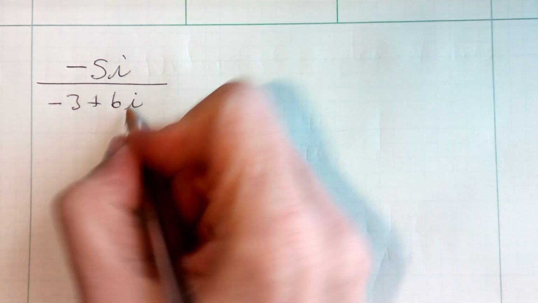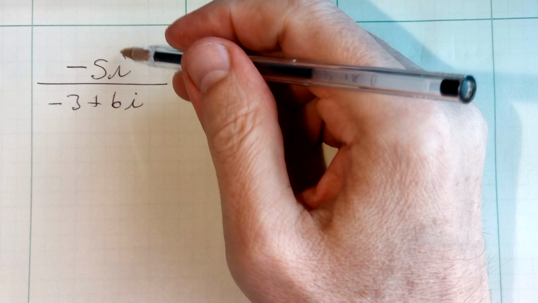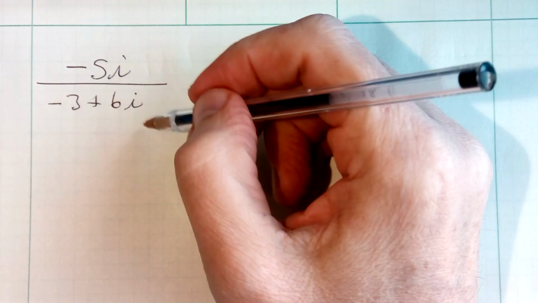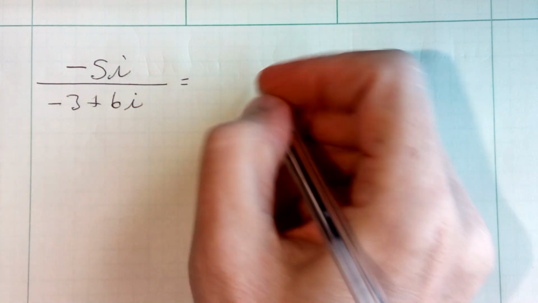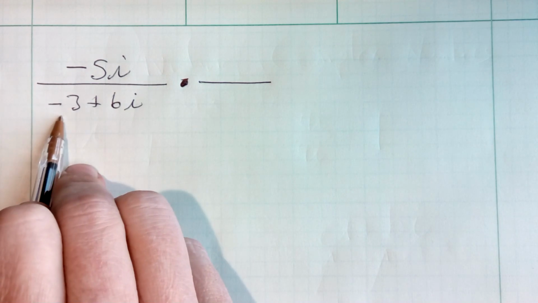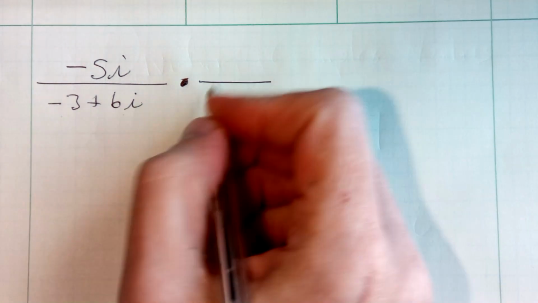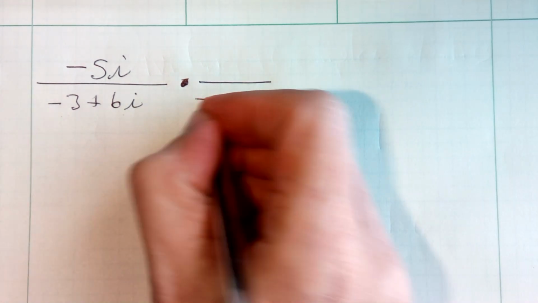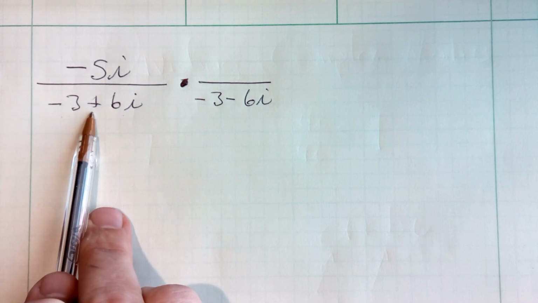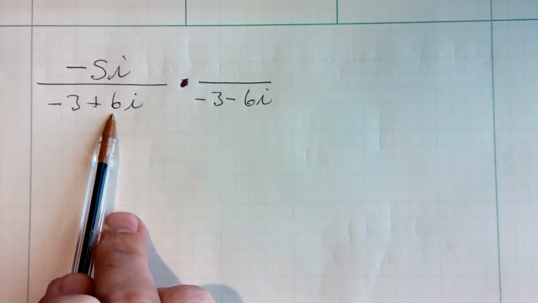Do not just cancel these i's. You can't do that because of this 3. The i's do not just cancel. What I'm going to do is, whoops, sorry, not equals, I'm going to times it by the conjugate of this. The conjugate is going to be a negative 3 minus 6i. Remember, I changed the sign in front of the i term, not the non-i term.